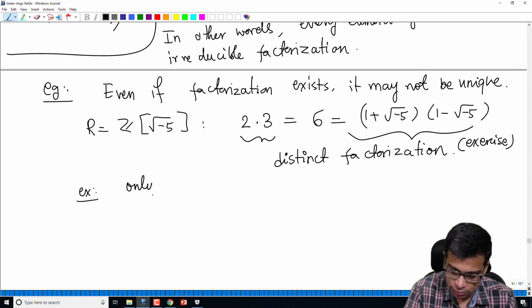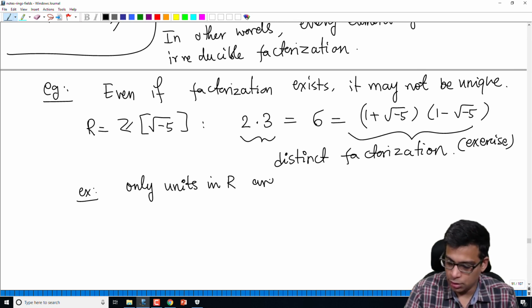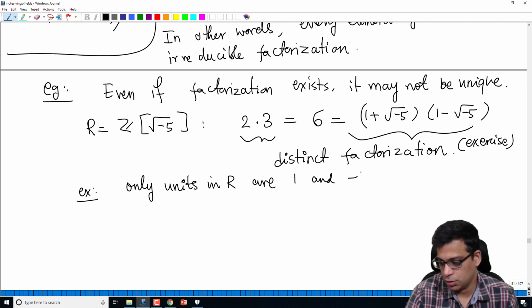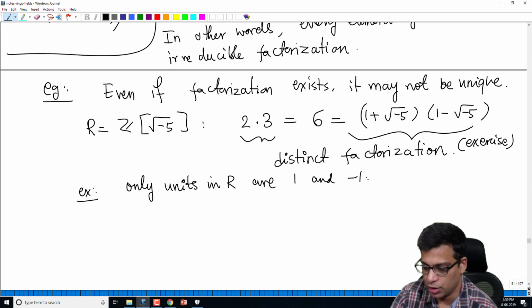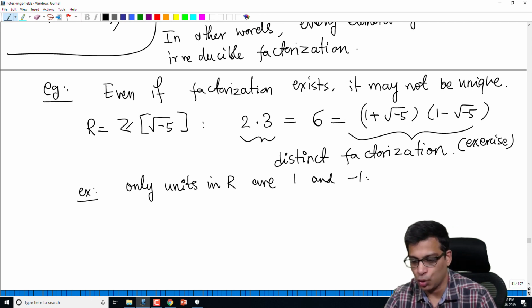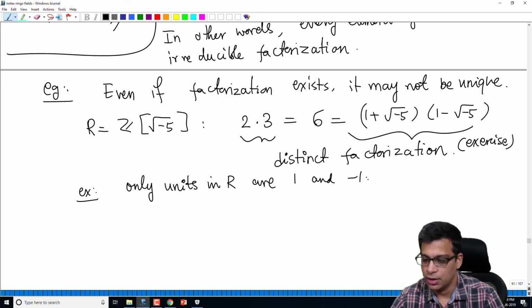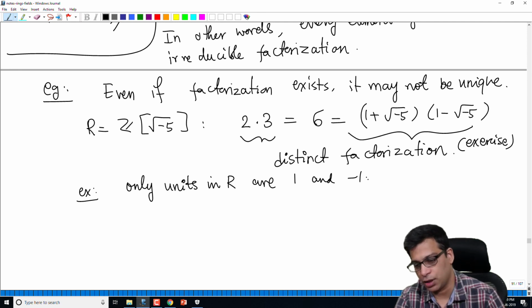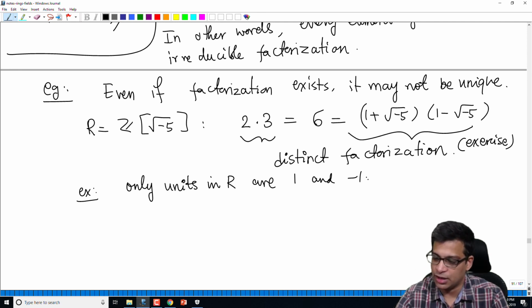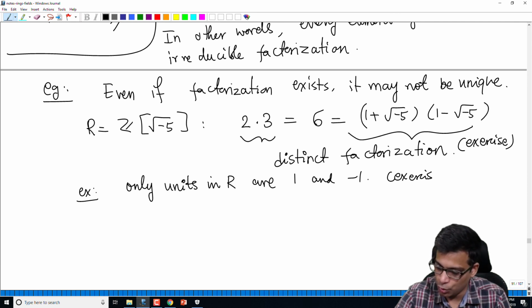The only units in R are 1 and minus 1. So there are no other units. So if 2 and either of these elements are associates, if for example 2 and 1 plus root minus 5 are associates, 1 plus root minus 5 will be 2 times a unit. But this says that the only units are 1 and minus 1. But 2 times 1 is 2, 2 times minus 1 is minus 2. Neither of them is equal to 1 plus root minus 5. So this is the exercise that I want you to do.